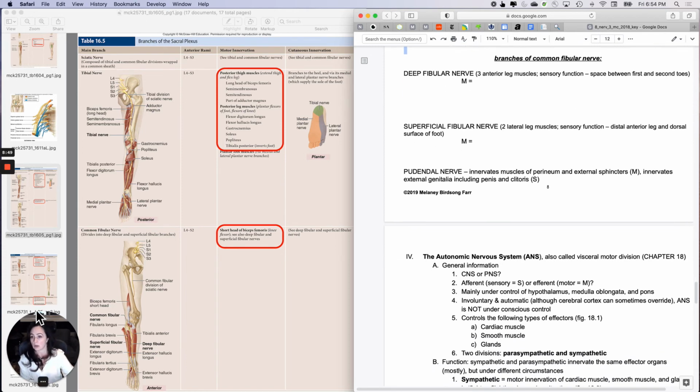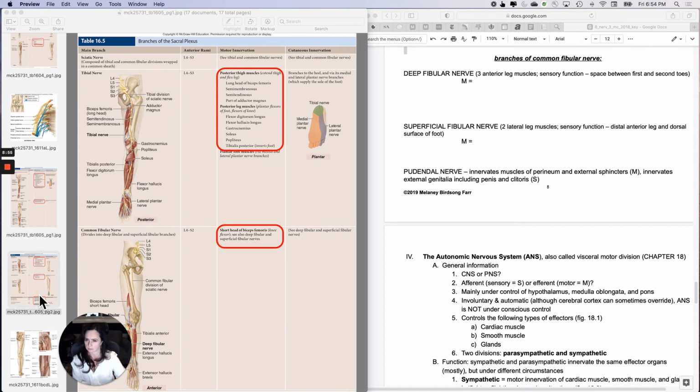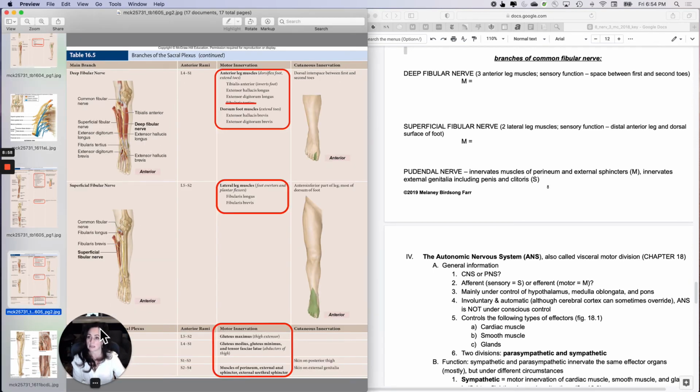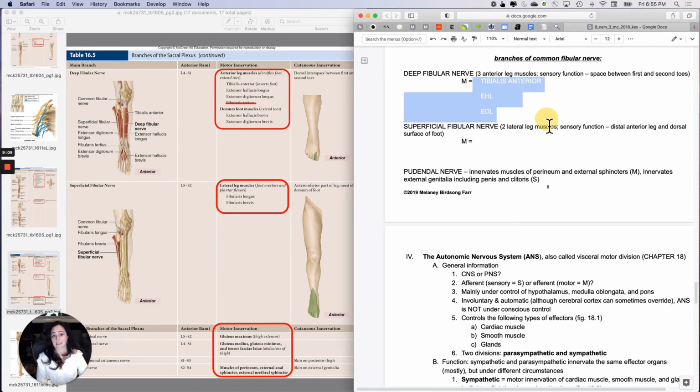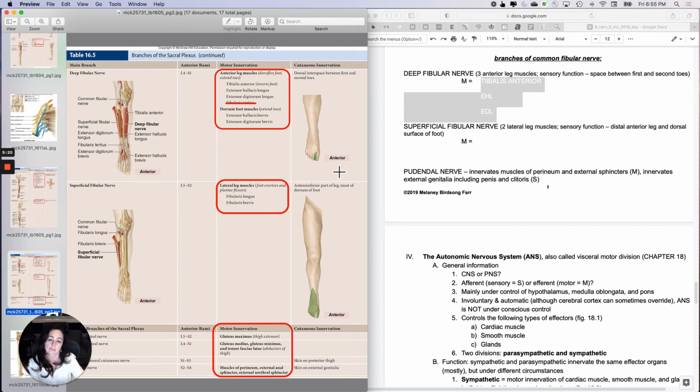And then common fibular is going to branch into the superficial and deep fibular. And the deep fibular nerve is going to wrap around from the backside and go anterior. So it's going to do 3 anterior leg muscles. Tibialis anterior, extensor hallucis longus, and extensor digitorum longus. And its sensory function is so weird. It's the like flip-flops are irritating my toes area, right between your big toe, your hallux, and your second toe. That's its sensory innervation.